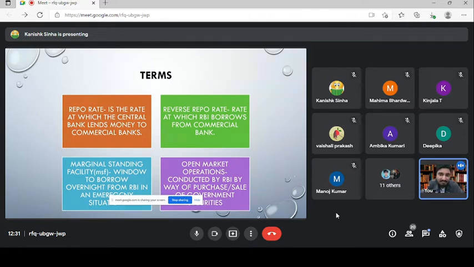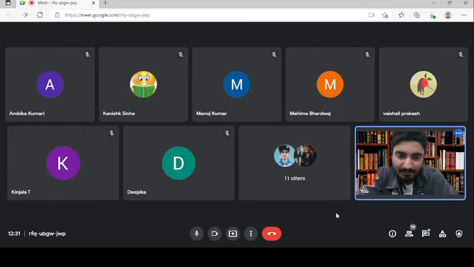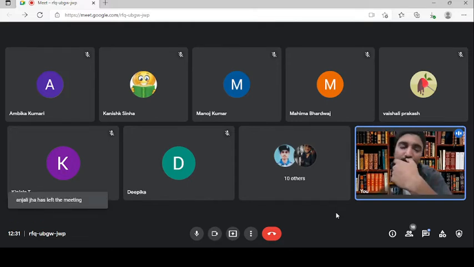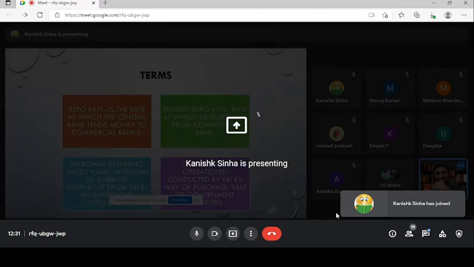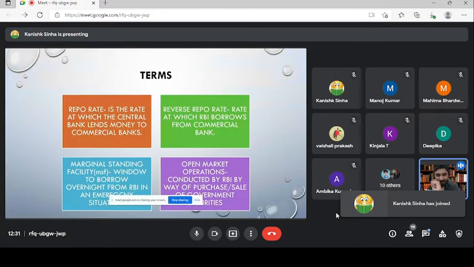Now we have the marginal standing. Kanish, can you move that part? Stop sharing that part. And you have stopped sharing the screen, Kanish. Yeah. You just click on it and you can move it. If it is possible, leave it.